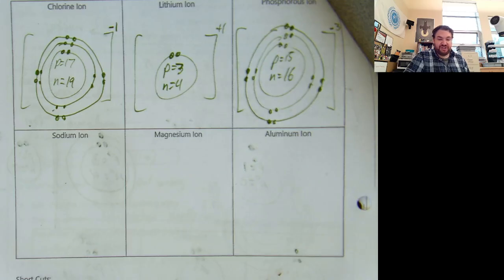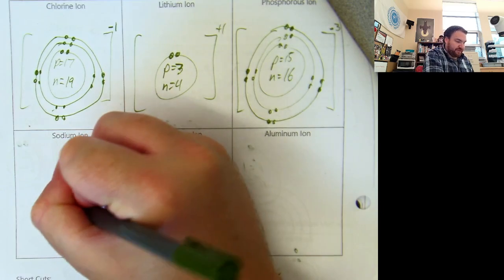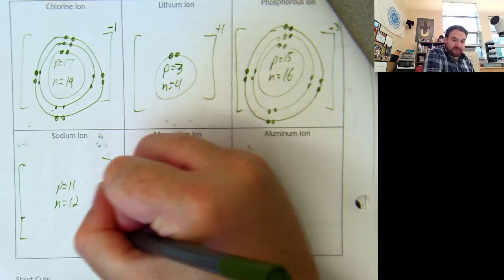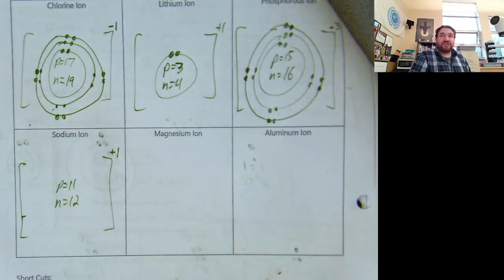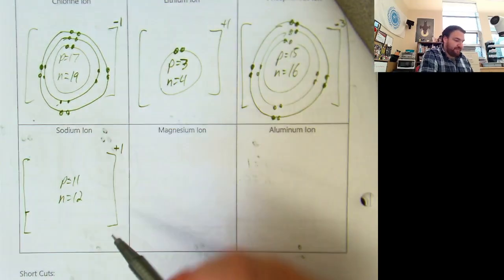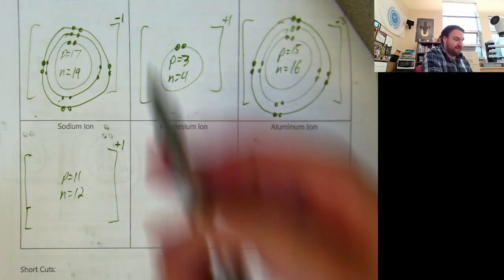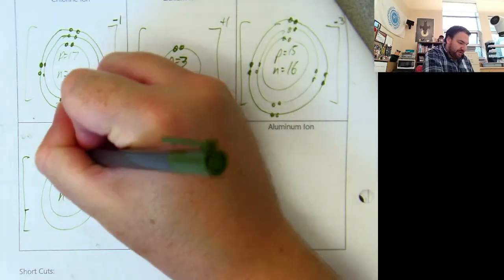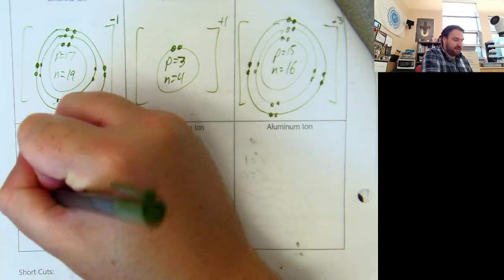Three more. Sodium. P equals 11, N equals 12. It's an ion, so we're going to throw the square brackets down there. The charge on sodium is +1, so it's going to lose 1 electron. It would have had 11. Now losing 1, it has 10. 1, 2, 3, 4, 5, 6, 7, 8, 9, 10.